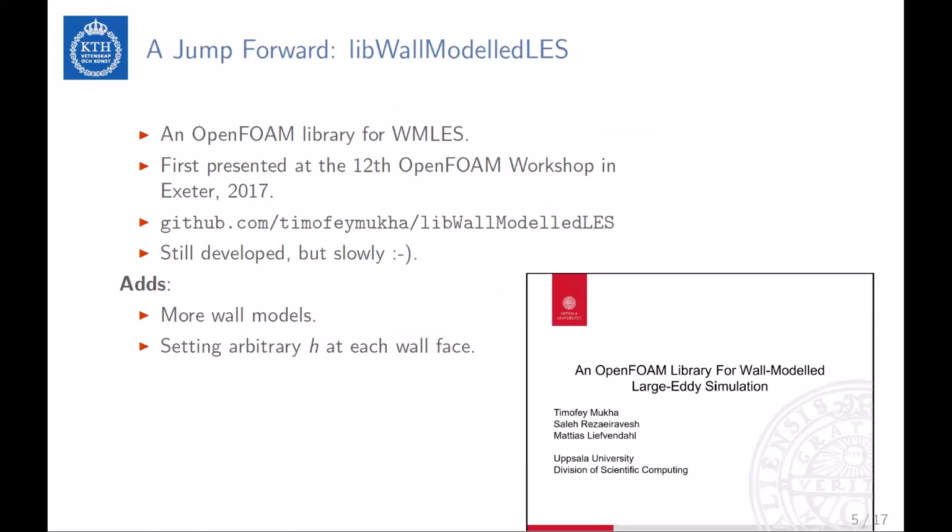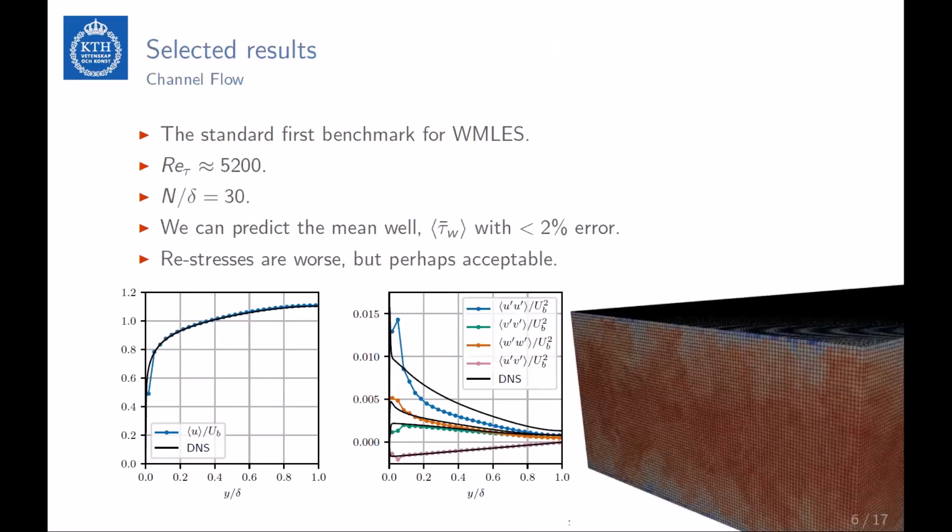So jumping forward, when I was a PhD student, we built a library for wall modeling in OpenFOAM. It was presented in Exeter first at the 12th OpenFOAM workshop. So I have here the title slide for that. And basically, it adds a bunch of wall models, and it also allows you to set this distance from where you sample the solution arbitrarily for each face, which is, for various reasons, quite important. This is online on GitHub, so you can grab it. It's still being developed, but slower right now because it's not the primary focus of my research. But it's there for you to pick up.